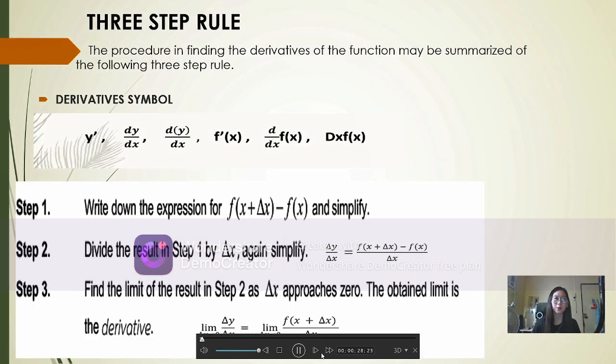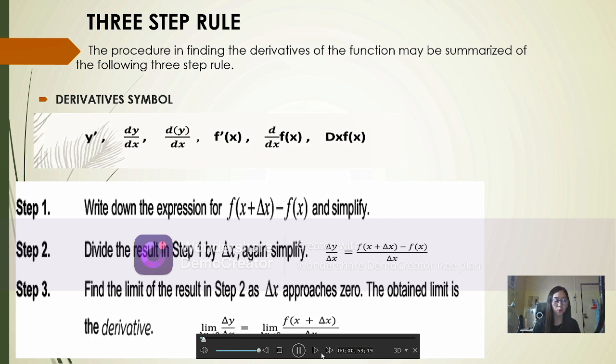So, the first one is 3-step rule. 3-step rule is the procedure in finding the derivatives of the function may be summarized of the following 3-step rule. Derivative symbols. Maging familiar lang daw tayo dito sa mga symbols ng derivative like y prime, dy over dx, and so on. And ito yung 3-step rule.